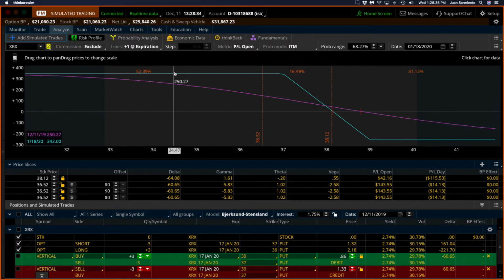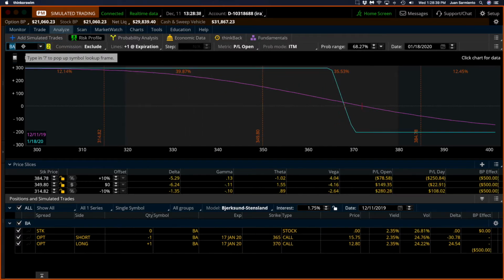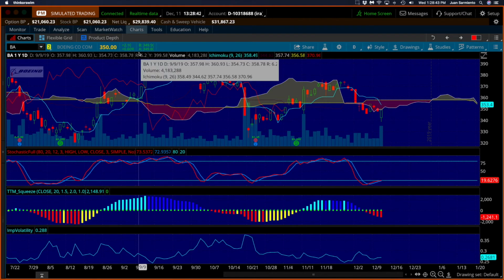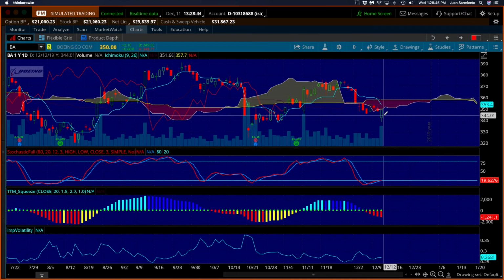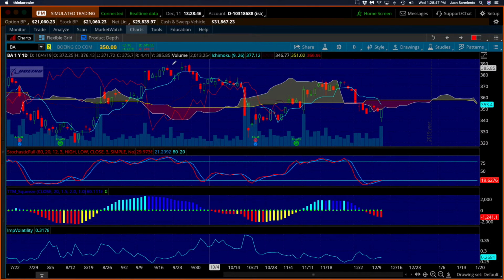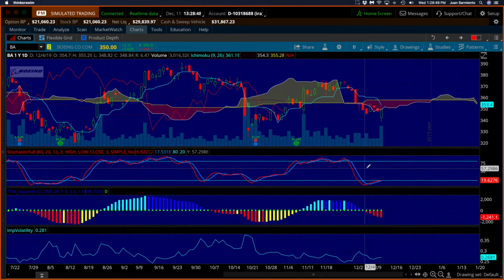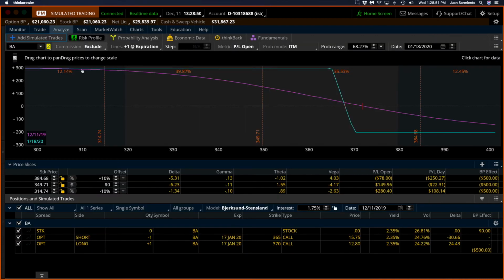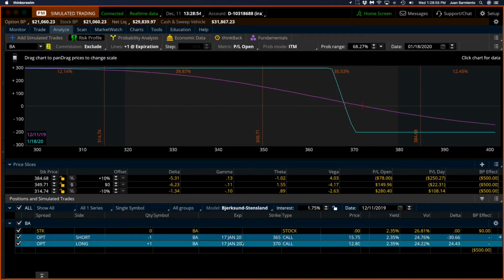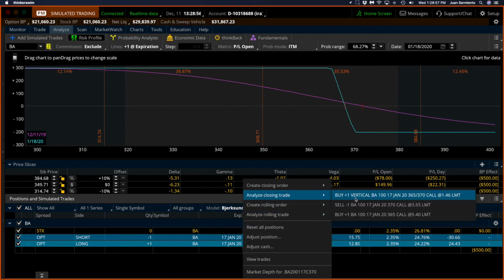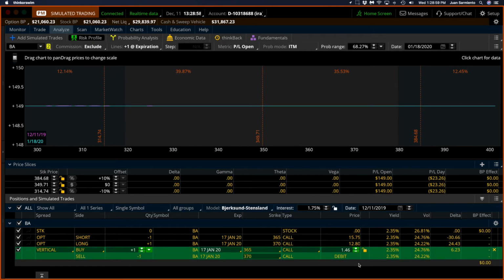Okay? And then we have BA. Do I think that this is going lower? That's a nice bounce back. That's okay. Let's close that one. We have more than 50% on it, and I just don't want to take chances.